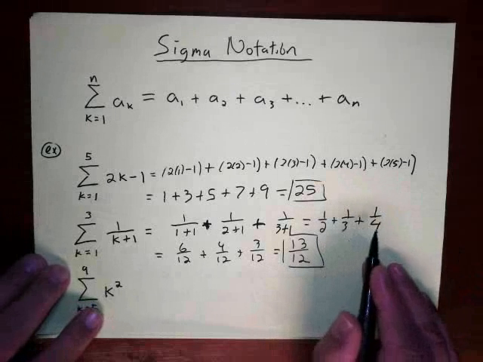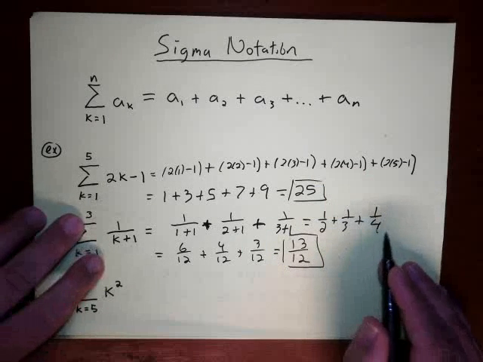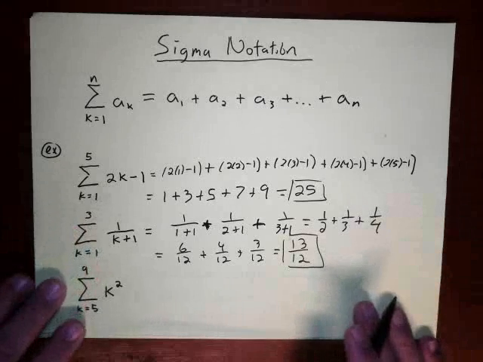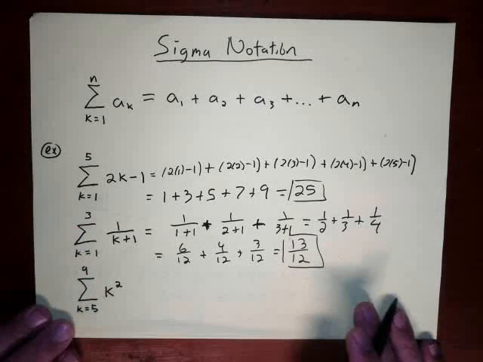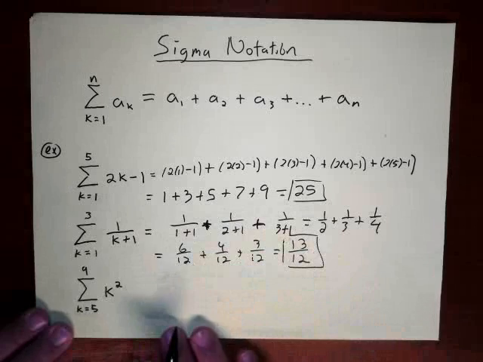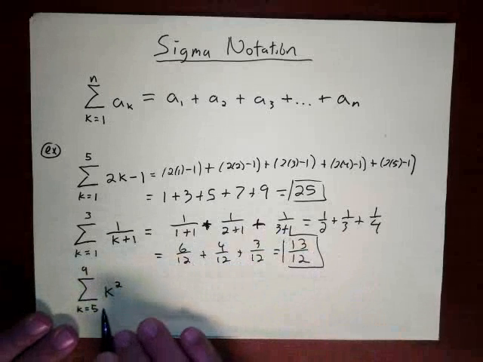So it's like a half, a third, a fourth, and if this number was higher, it'd be a fifth, a sixth, a seventh, and so on. And then you're adding them all together. Okay, so what about this one?